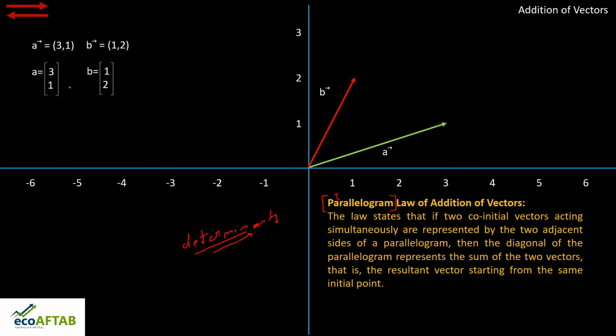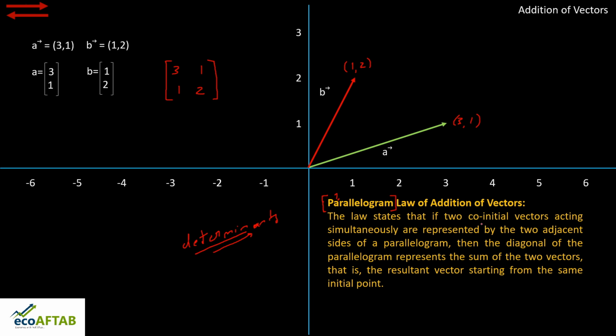Now friends, these two matrices A and B, I can write it like this also: 3, 1, 1, 2. If I write it like this, then how can we represent it? Already we can see we are having 3 and 1 here, and here we are having 1 and 2.